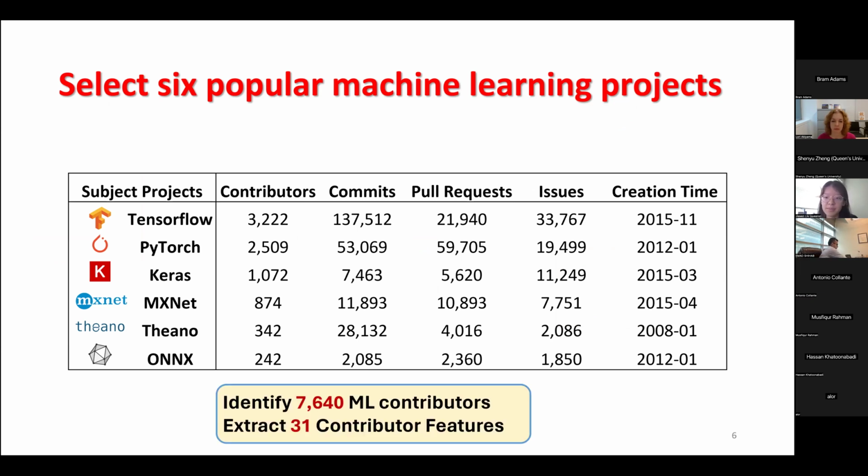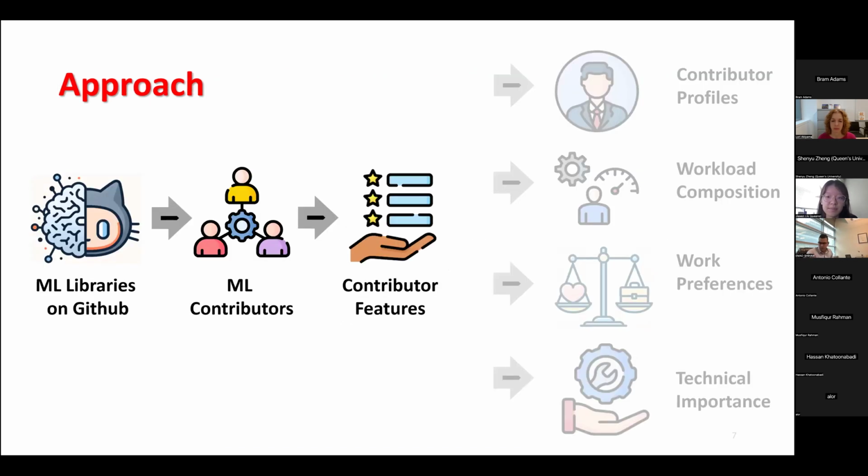And from all 6 projects, we identify 7,640 contributors, and we were able to extract 31 features from their activities. Next, I will go into constructing the contributor profiles and categorizing the groups of contributors with similar behaviors. And we further study the common characteristics of each profile as well as their differences.